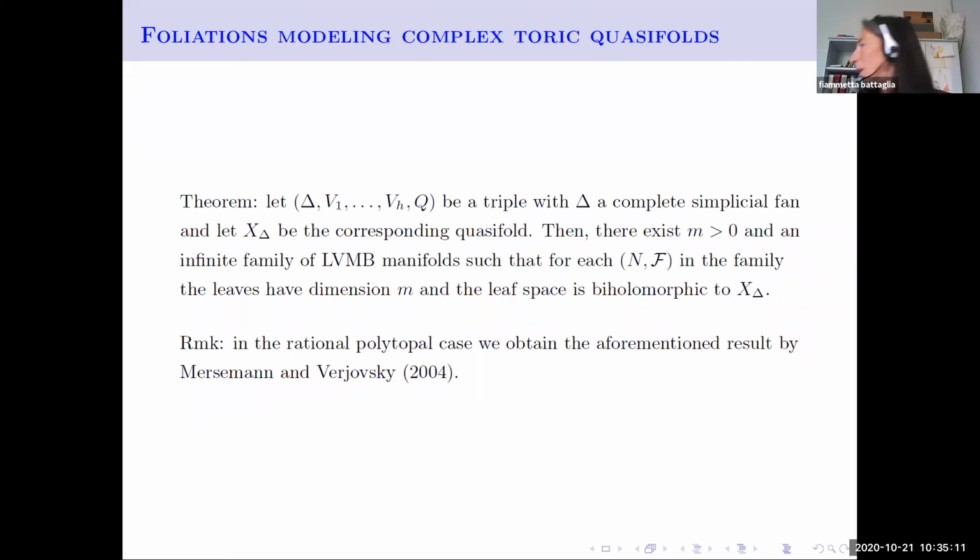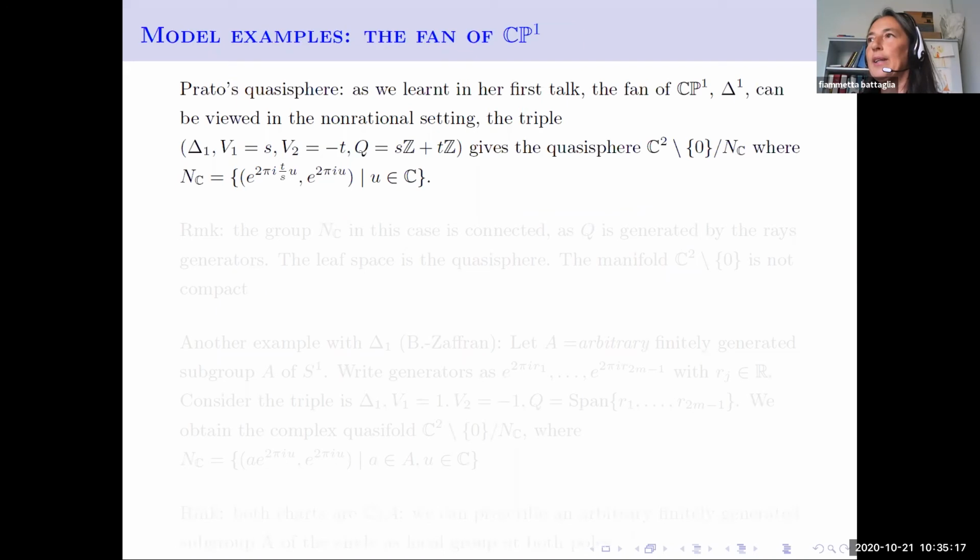Okay, so now I have prepared some examples. It would be good to go through the examples calmly and in detail, but I don't have the time. So I just want to stress again that the fan of CP1 is a great source of examples, as Elisa already told us, and she introduced the quasisphere by considering the fan of CP1 in a non-rational context, so by considering it as a quasi-rational fan in a quasi-lattice.